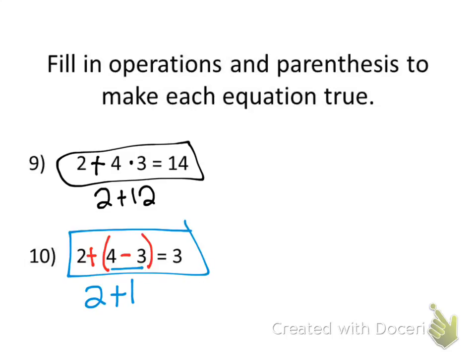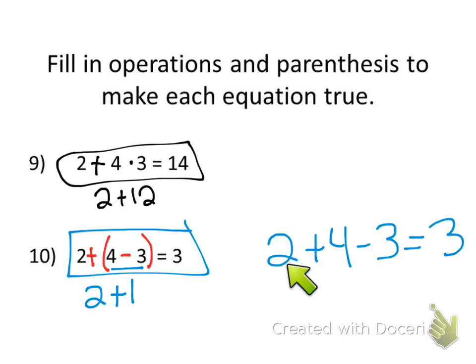Is there another way? Yes, ma'am. The same thing without the parentheses. Let's see if that works. We just go left to right if there were no parentheses, so that'd be 6 minus 3. Does it still work? Yes. Very good, either one.